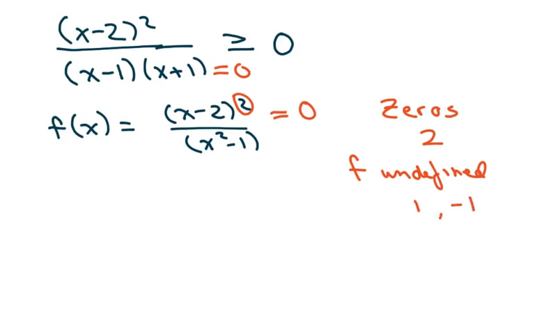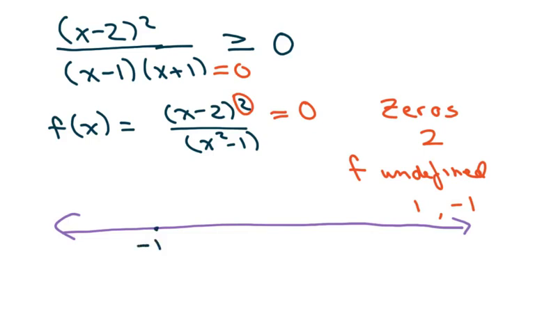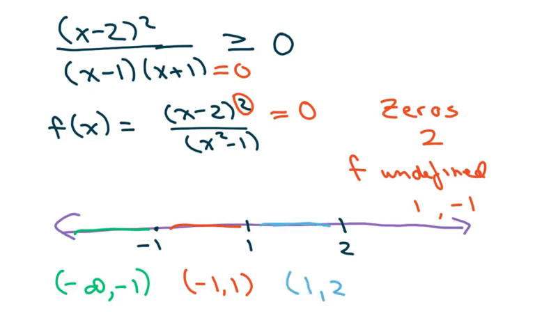So if you look at a number line, I'll put these in order. The smallest number is negative 1. Our next one is 1. And the next one we have is 2. So we want our intervals to be from negative infinity to negative 1, then negative 1 to 1, then 1 to 2, and the last one would be 2 to infinity. So those are the intervals we have to choose.